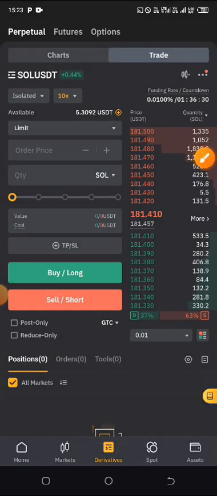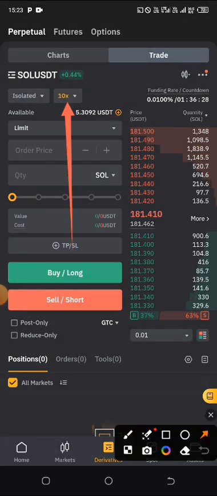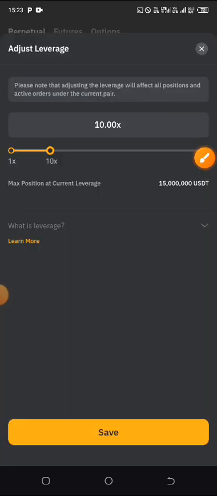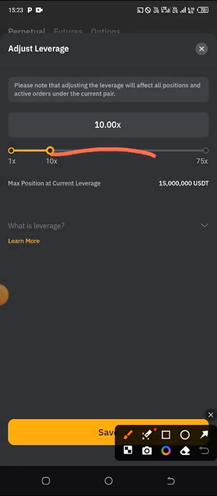Then number 2 is leverage. Now you can see the leverage here. Leverage is the multiplying effect on the profits or the losses. I like Bybit because the leverage has been standardized. The highest leverage on Bybit here is 75x.